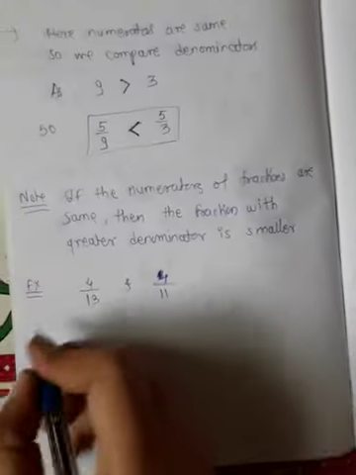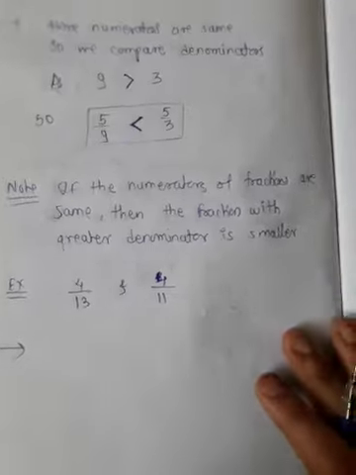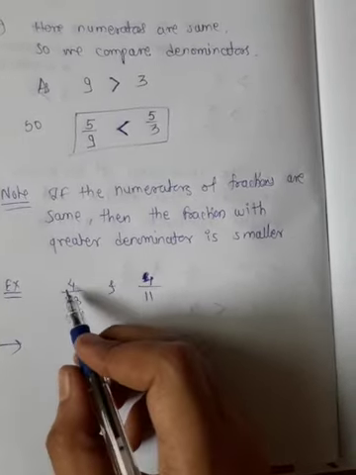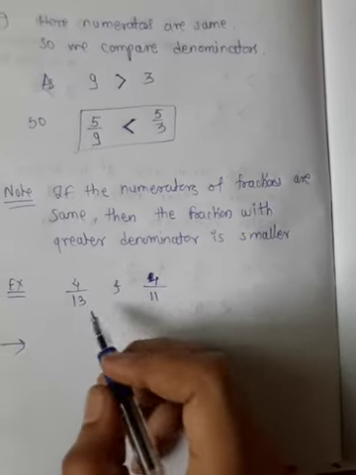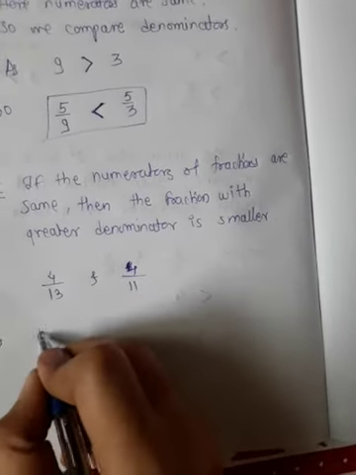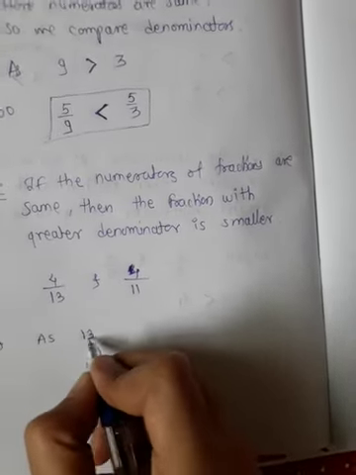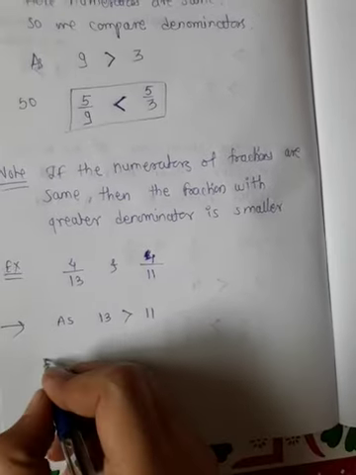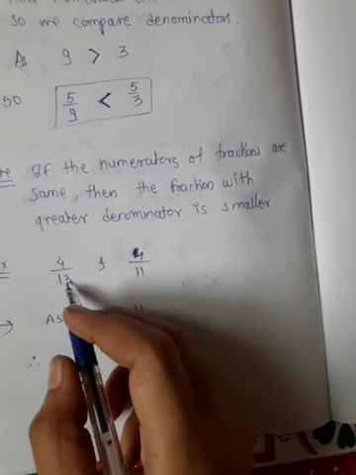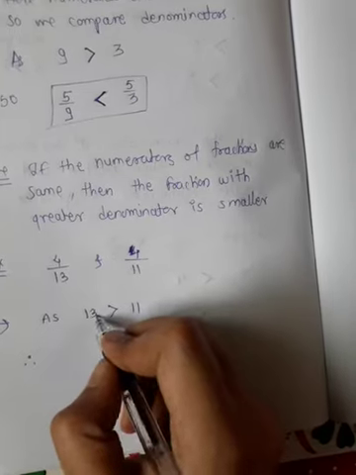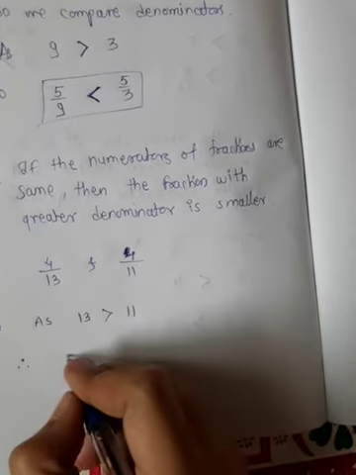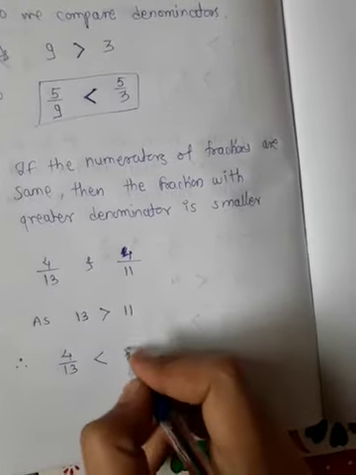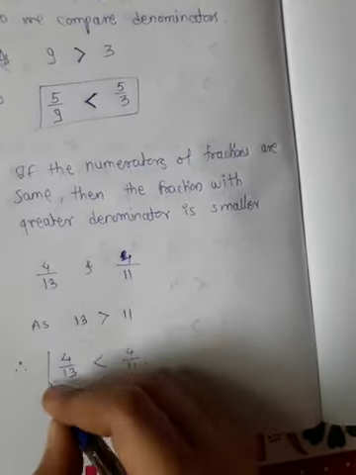Okay, let's take one more example of this type. See these two fractions, 4 by 13 and 4 by 11. We have to compare these two fractions. Here the numerators are the same, so we compare the denominators. 13 is greater than 11. So 4 by 13 is the fraction with the greater denominator. The fraction with the greater denominator is always smaller, so 4 by 13 is smaller than 4 by 11.